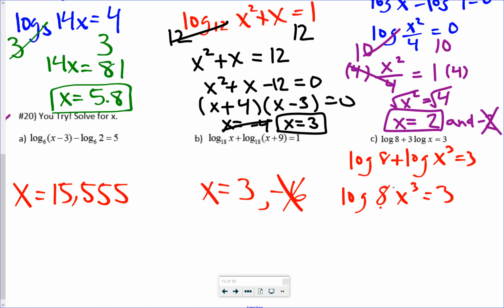What are you talking about? For B, yours says x plus 9. Yeah. Oh, but she was talking, I was confused. Interesting. This right here says plus 3. But you still get 3 and negative 6, right? And negative 6 still doesn't work. Okay.